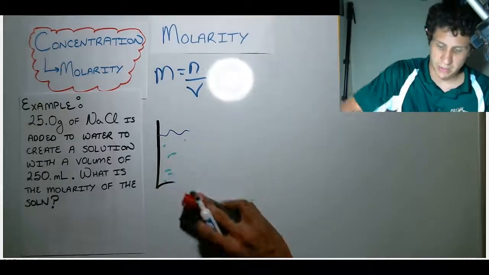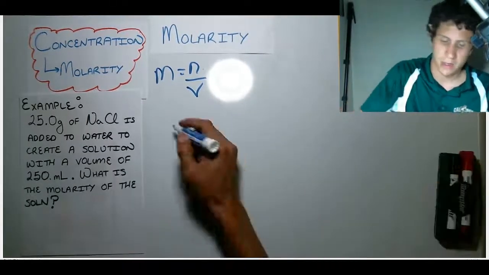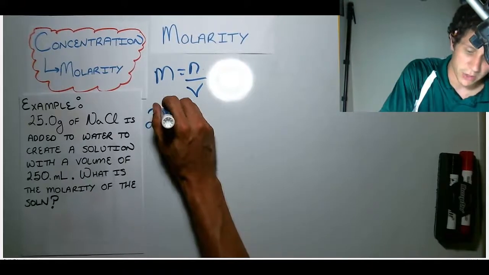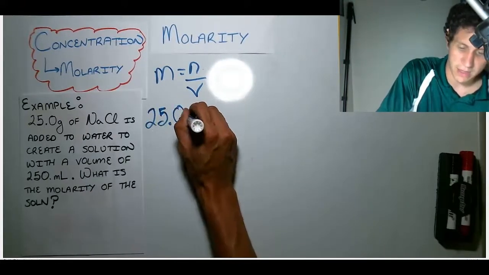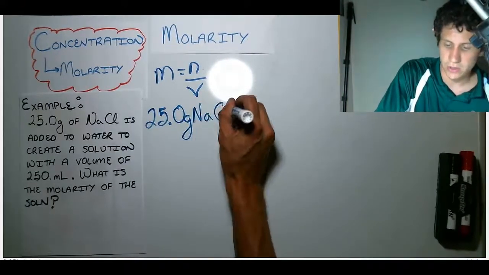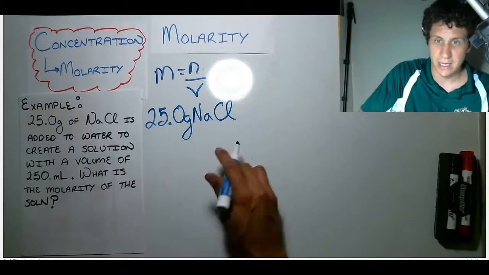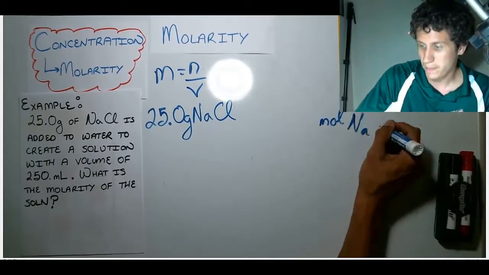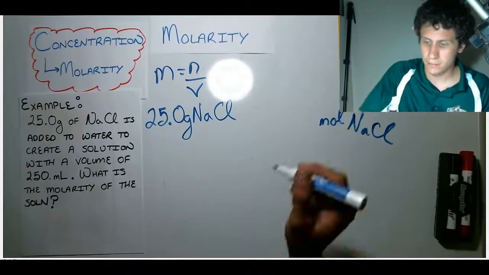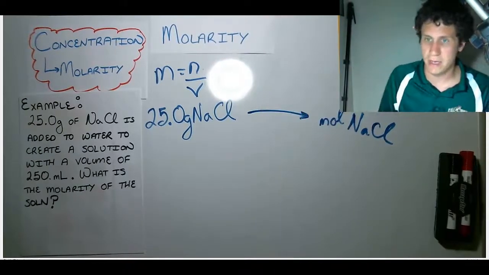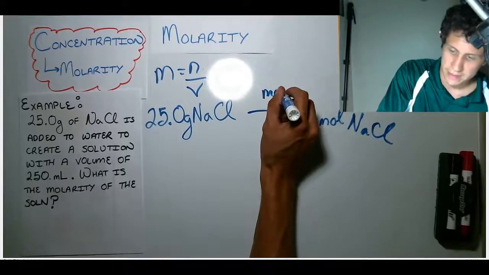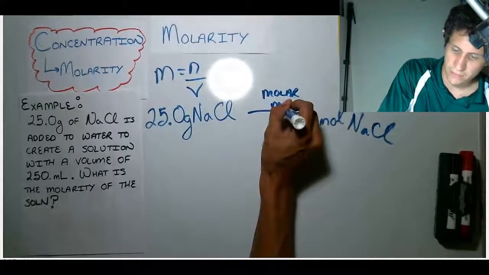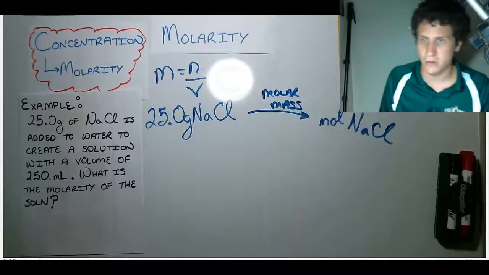For sake of space, I'm going to lose my picture here. So I'm going to take the original 25 grams of NaCl that I dissolved in solution, and I need to get that into moles of NaCl. It's going to be important. So how do I get from A to B? Well, I'm going to use molar mass. Anytime you're going from grams to moles or moles to grams, you're going to use that.